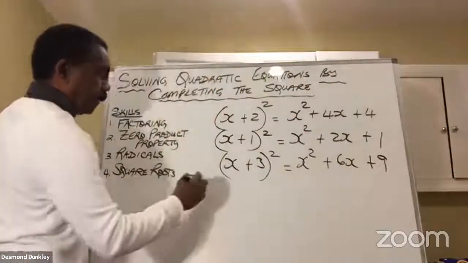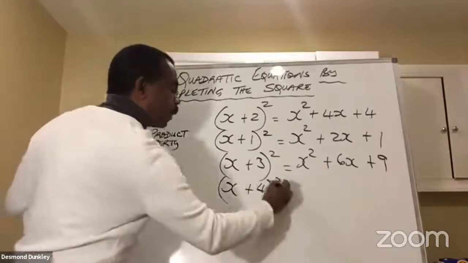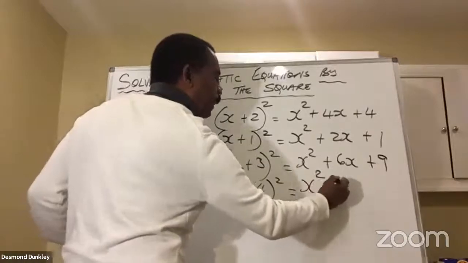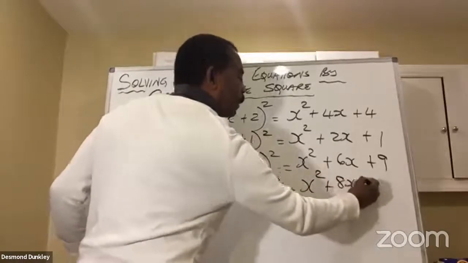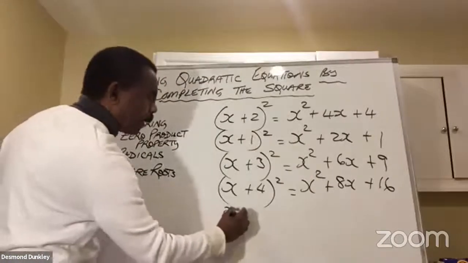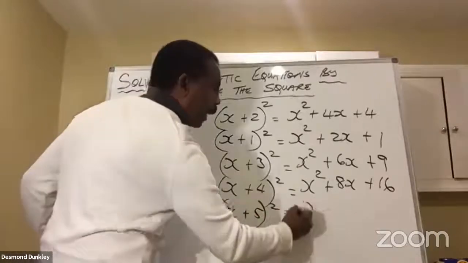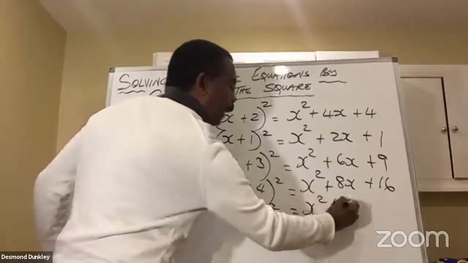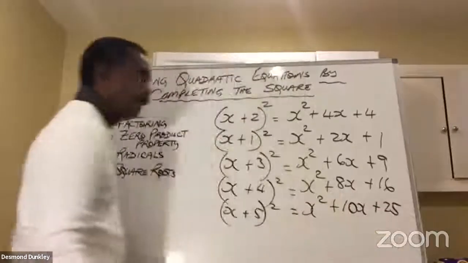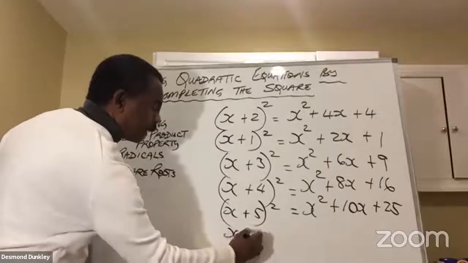So keep watching. If we did x plus 4 squared, you're going to get something like x squared plus 8x plus 16. Let's try 2 more. X plus 5 squared is equal to x squared plus 10x plus 25. And I finally want to do this one, x plus 6 squared.